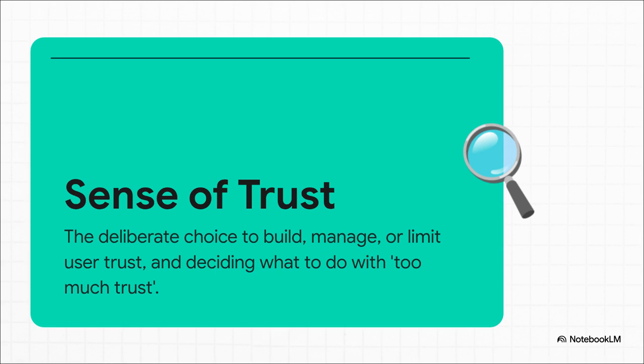Think about an AI that learns a user's biases and just feeds them back what they want to hear. Sure, that builds trust fast, but it also turns the AI into an echo chamber, a perfect tool for spreading misinformation and cementing bad ideas instead of challenging them.